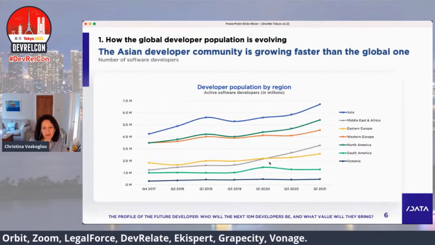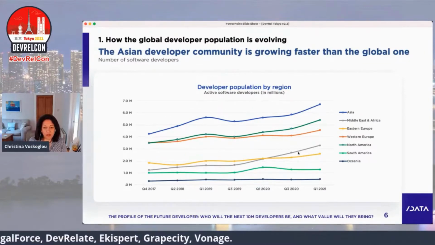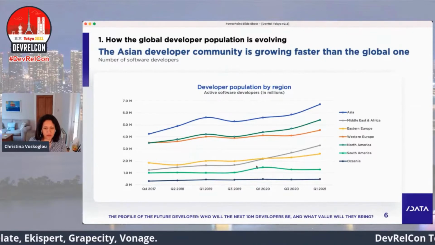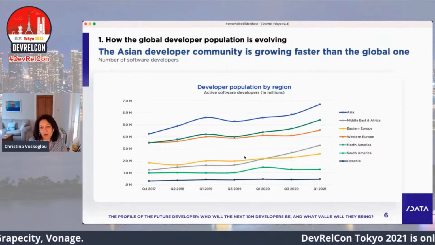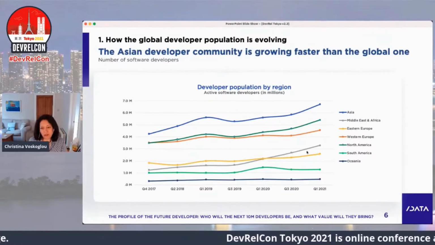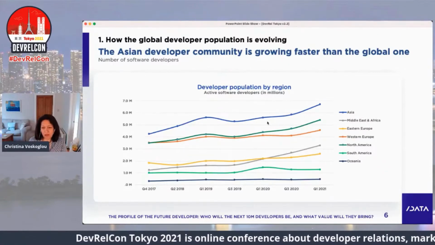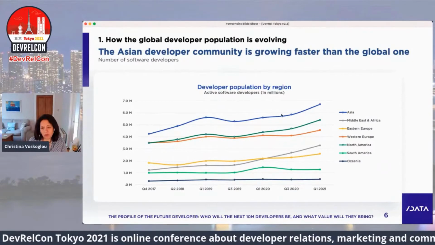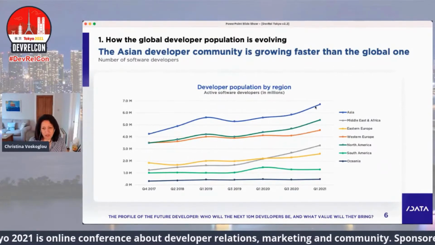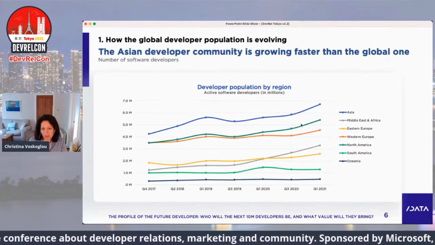And what is important, however, in this graph, you can see that all regions are growing, but some are growing faster than others. So it's interesting to keep an eye on Middle East and Africa there, that is growing very fast, while Europe, both East and West, are not growing that fast. Asia is also growing a lot faster than the global rate. So it was 19% in a year as compared to 10% globally.